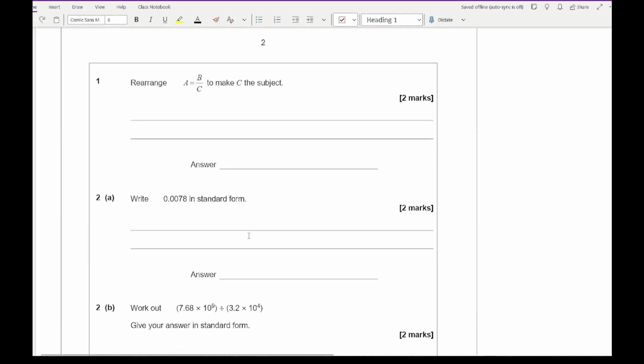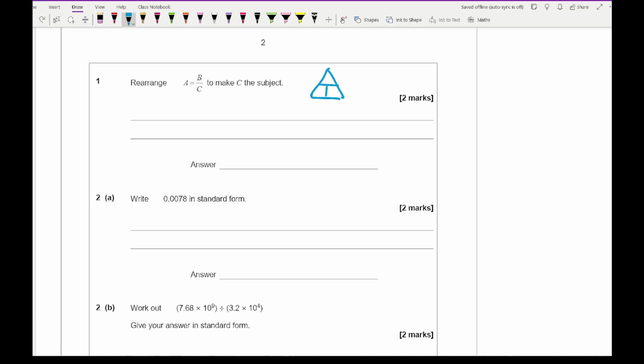So looking at question 1, it says rearrange, and we've got this equation here. Now hopefully you would have spotted that if we turn this into a triangle, which you should be familiar with, and just label the positions here. We want to make C the subject, so C equals, and it's going to be B over A.